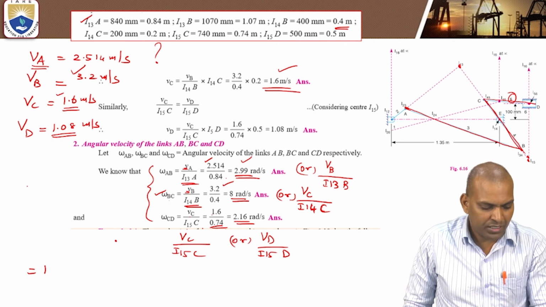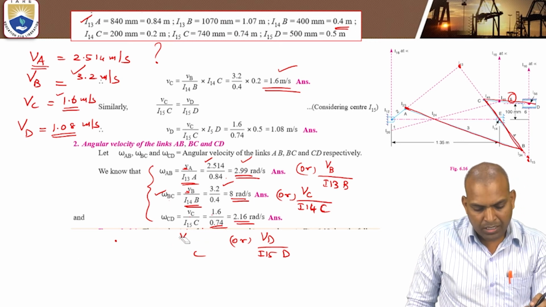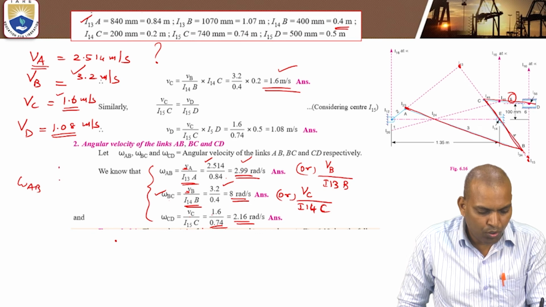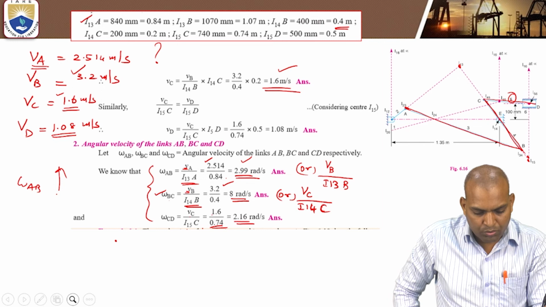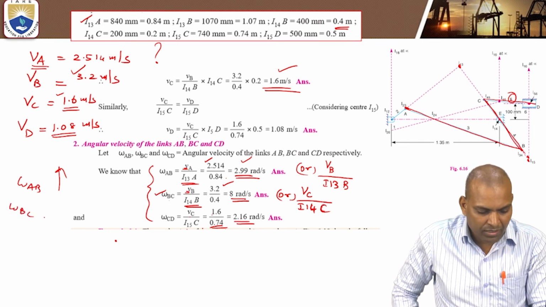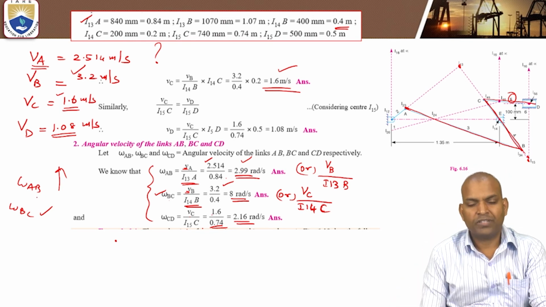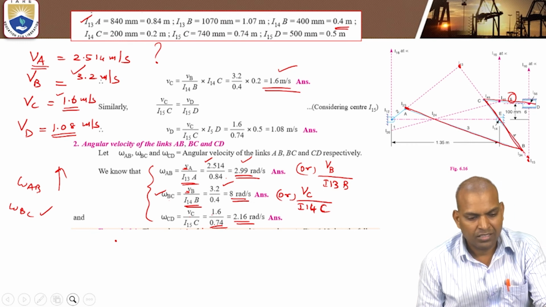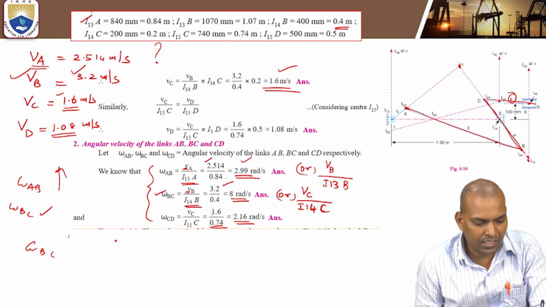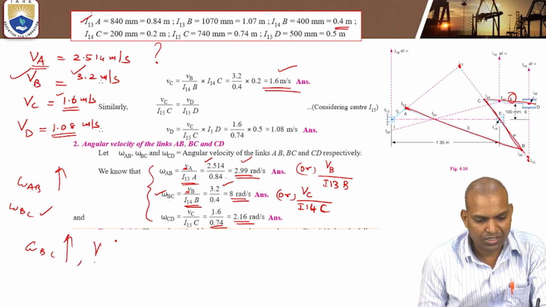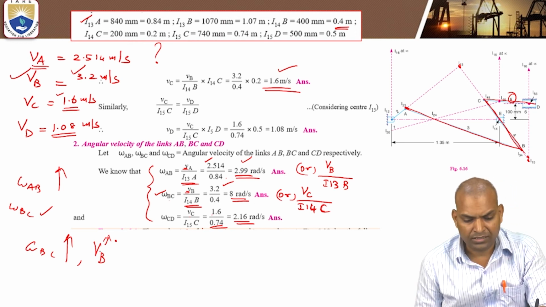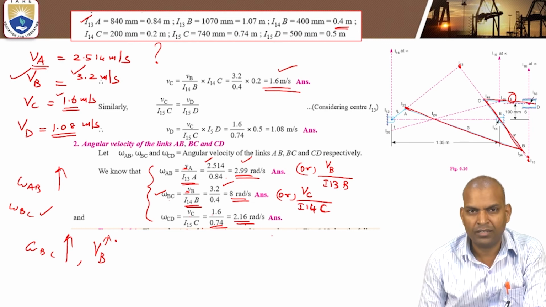Now, from this, we can interpret some of the results based on these values. Omega BC has a larger value in comparison to the angular velocities of links AB and CD. So BC has more value. That's why the linear velocity of B is higher. This VB is higher because omega BC is a higher value. Yes, point B has higher values. Now, omega CD is 2.16, the lower value, that's why VD becomes a lower value.